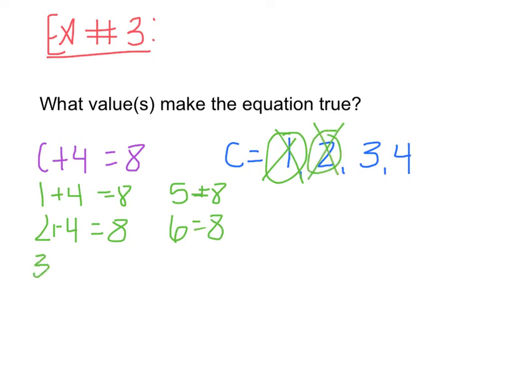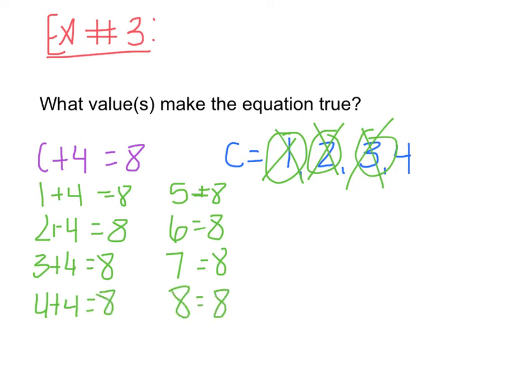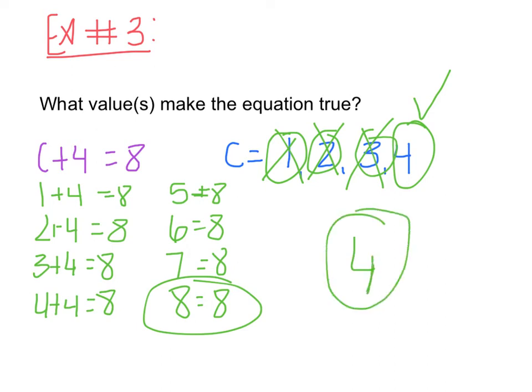Then we have 3 plus 4 equals 8. 3 plus 4 is 7. And 7 does not equal 8. And our last one, 4 plus 4 equals 8. We know 4 plus 4 is 8. So that is true. 8 equals 8. So our answer would be 4, because that is the only value that makes the equation true.